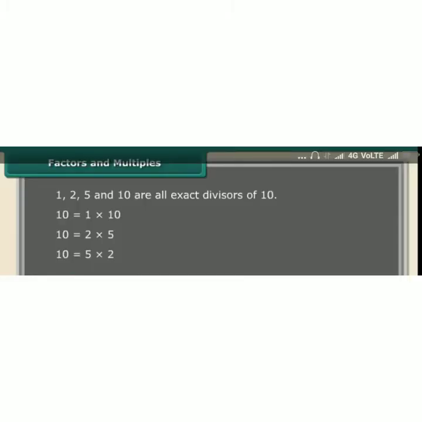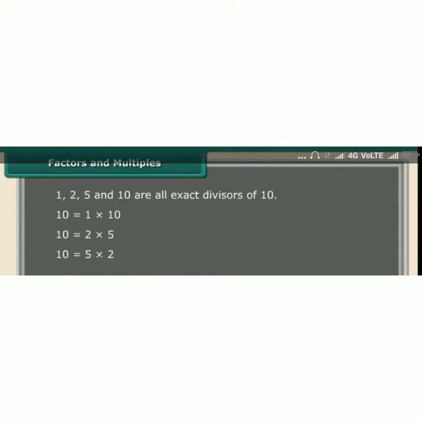So here I have another example, 10. So 1, 2, 5, 10 are all the exact divisors of 10. So 10 I could find by multiplying 1 with 10. And again, if I multiply 2 with 5, I could find 10. And the last one, if I multiply 5 with 2, I could find 10. So 10 is the product of 1 and 10. 10 is the product of 2 and 5. 10 is the product of 5 and 2. When I find the product, if I get any remainder, that will not be a product, is it? So 10 divided by 1, I will get 10. So here 1, 10, 2, 5, these are all the factors of 10.